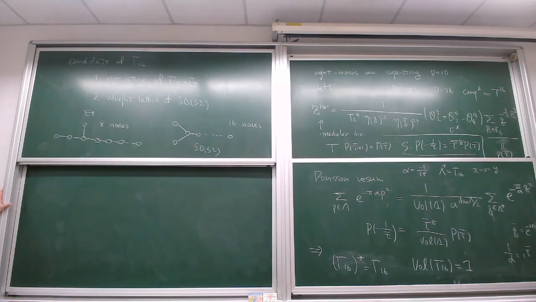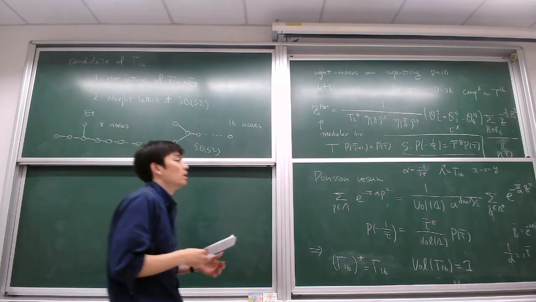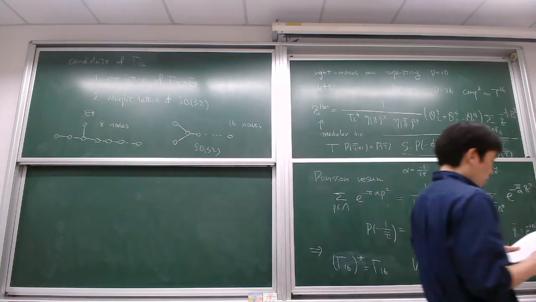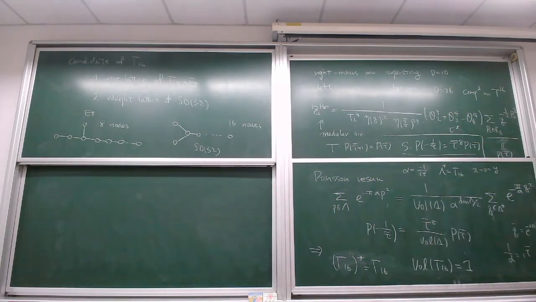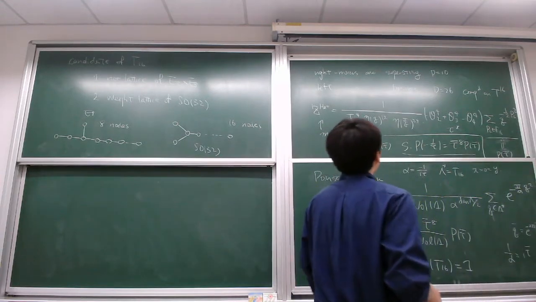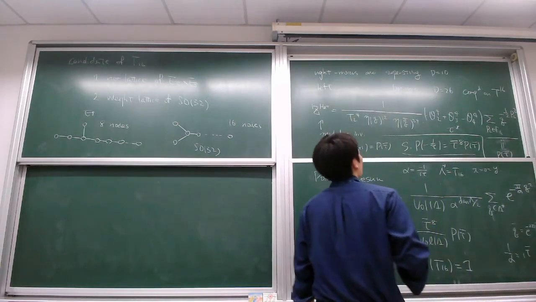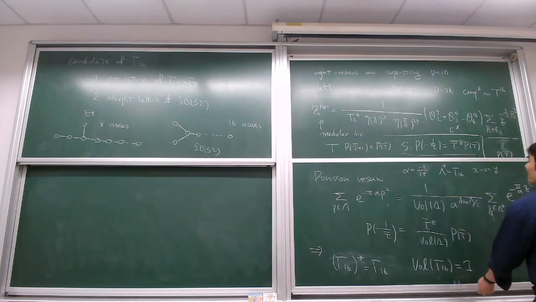Oh, it stops right here. So you only considered the S transformation. What's the constraint on the lattice coming from the T transformation? Good question. Somehow I missed it in the lecture notes. Good question.